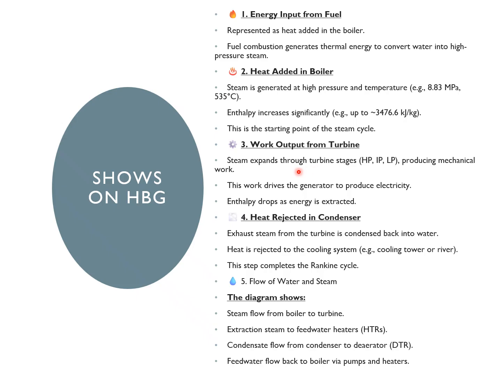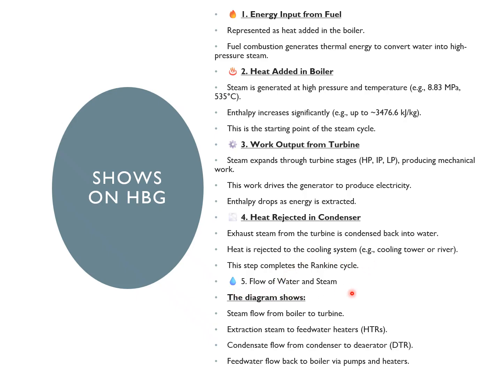Work output from the turbine: steam expands through the turbine stages and produces mechanical work, and this work drives the generator to produce electricity, while temperature drops as energy is extracted. Heat rejection in the condenser: exhaust steam from the turbine is condensed back to water. Heat is rejected to the cooling tower, river, or maybe seawater. This step completes the Rankine cycle. So this is a very basic formula, and I think you are also very familiar with this Rankine cycle.